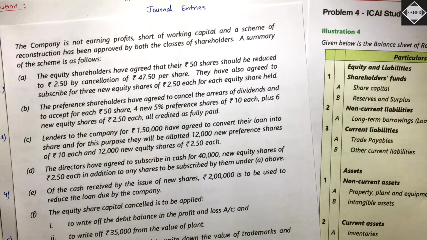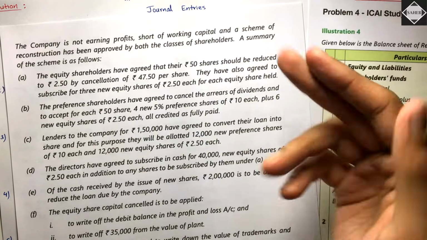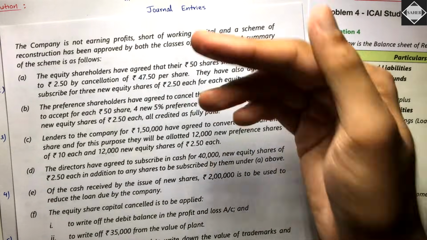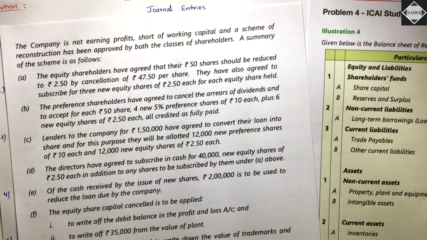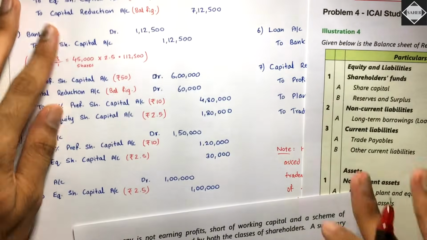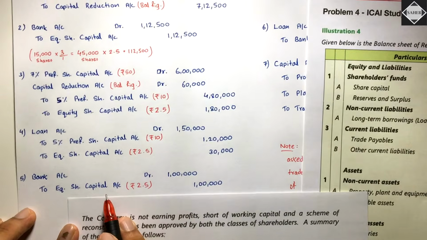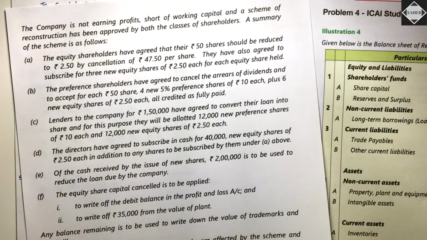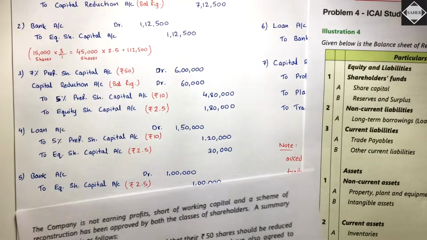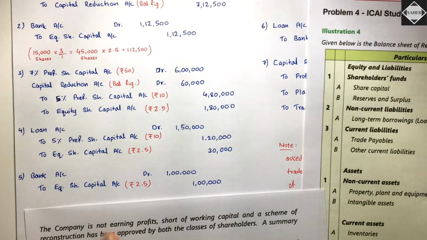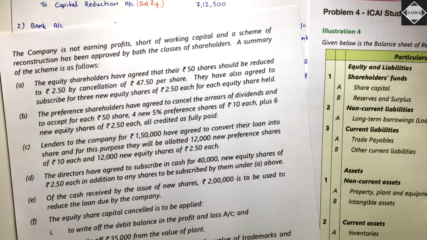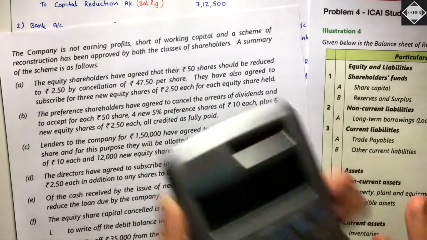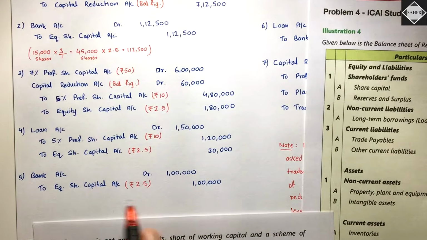Okay, in the study module you will find that they have passed two entries, bank account to share application and then share application to share capital, but you don't have to do all that. Just pass one entry, bank account to equity share capital. That's enough. So see here, that's what I have done. Bank account debit to equity share capital, right? We have received the money now. They have said subscribe in cash. We are not just giving them shares for free. No, we are getting cash in return. Bank account debit to equity share capital 2.5. How many shares? They said 40,000. So 40,000 shares into 2.5, that's equal to 1 lakh. So bank account to equity share capital 1 lakh, 1 lakh.